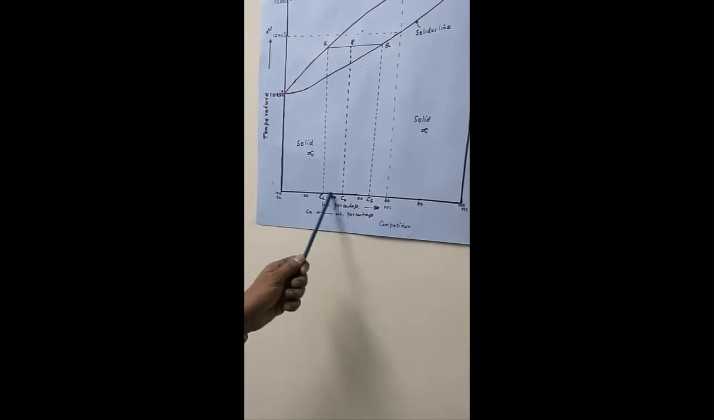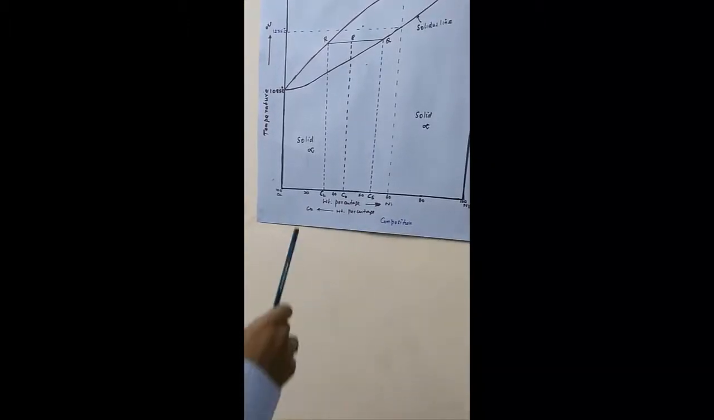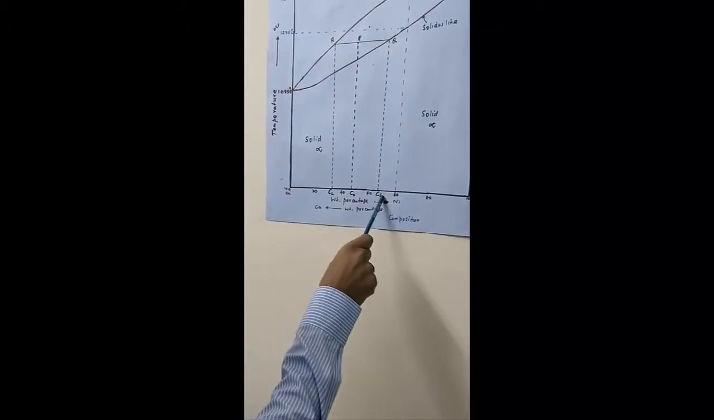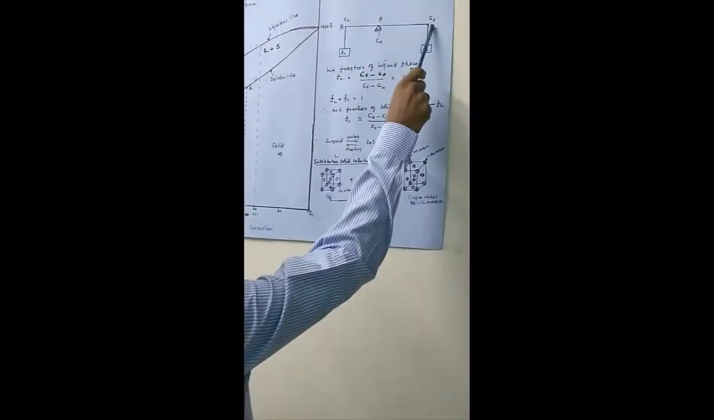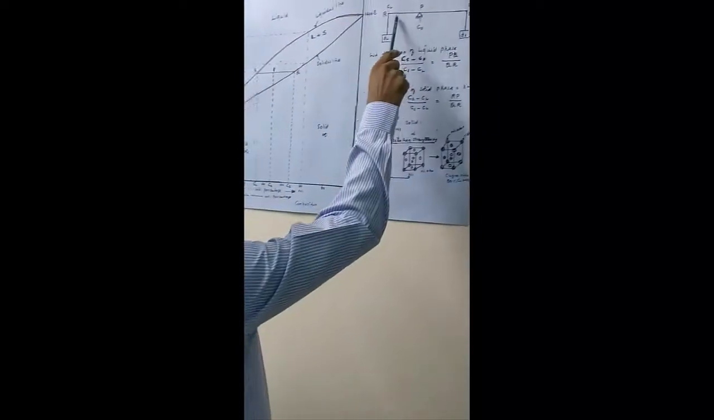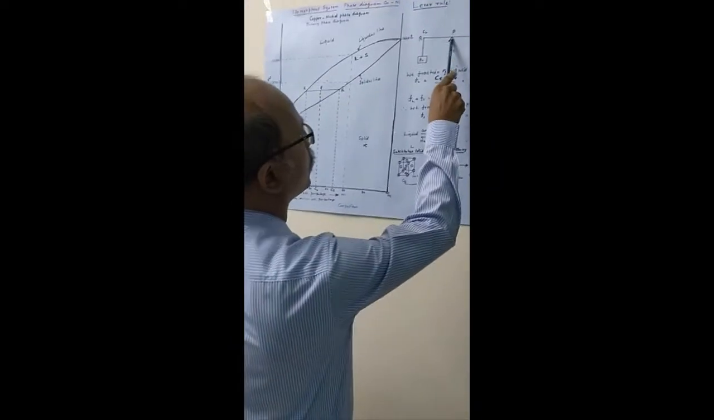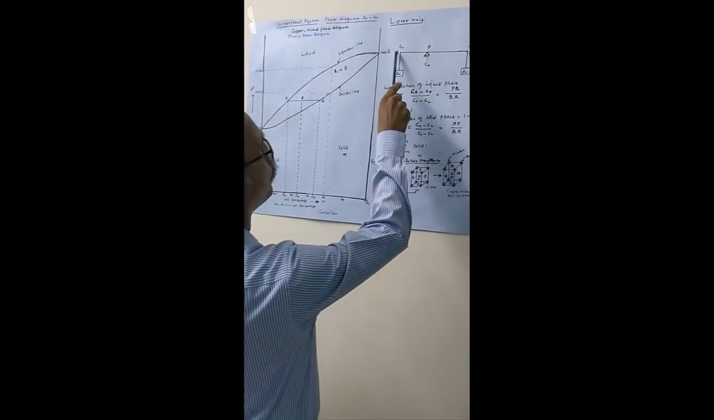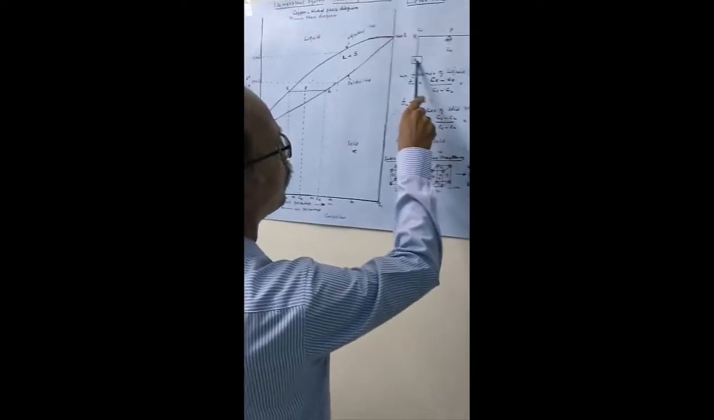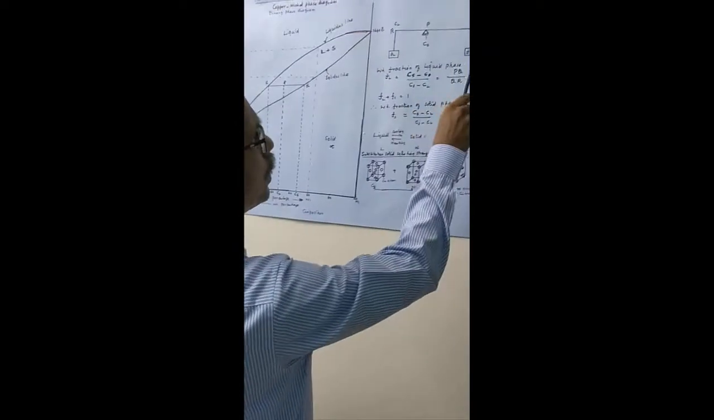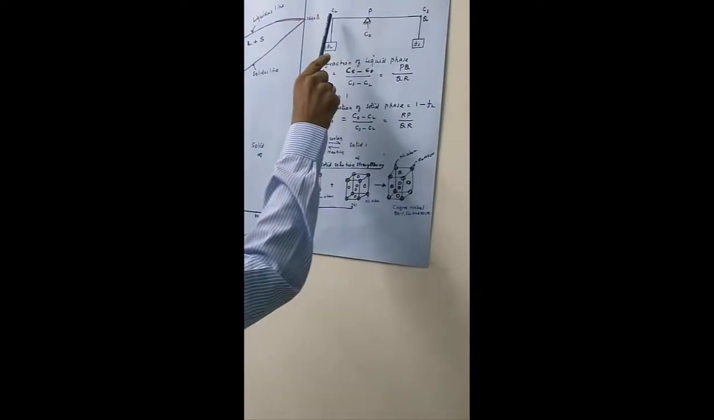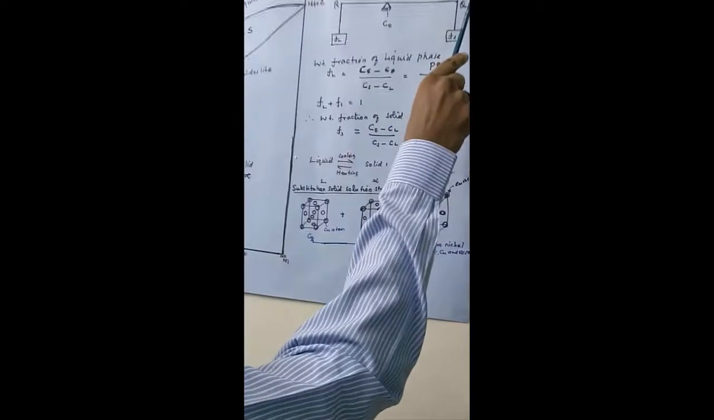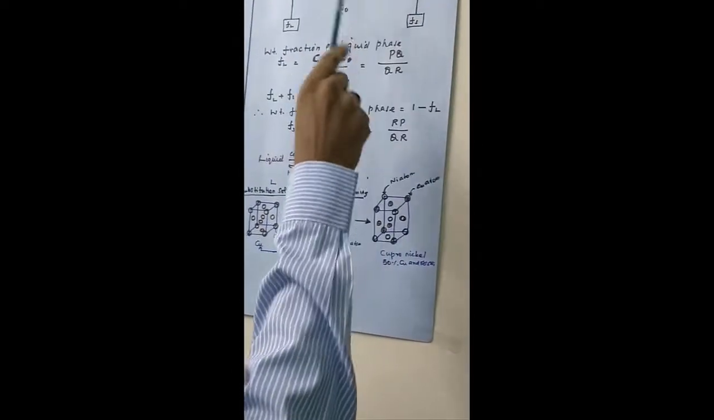This is CL and this is CS, the composition of the liquid phase and the composition of the solid phase. Here I have shown the tie line, and here this is the pivot. At the R point the fraction of liquid phase is measured, and the fraction of solid phase is measured at Q, marked as C suffix L and C suffix S.